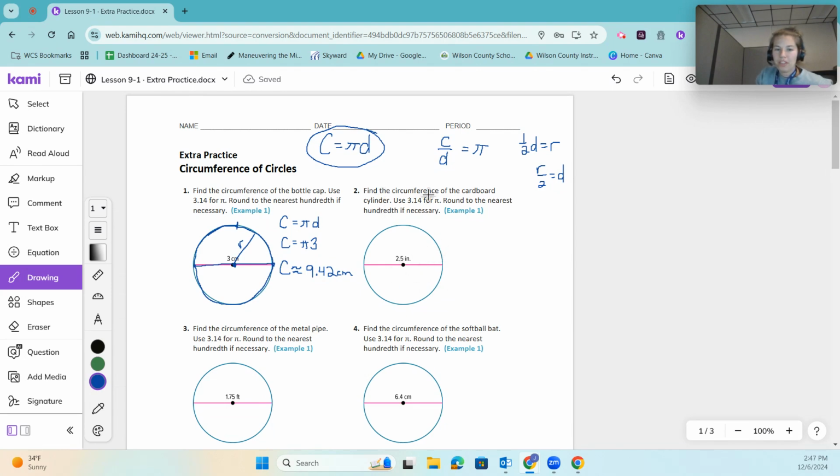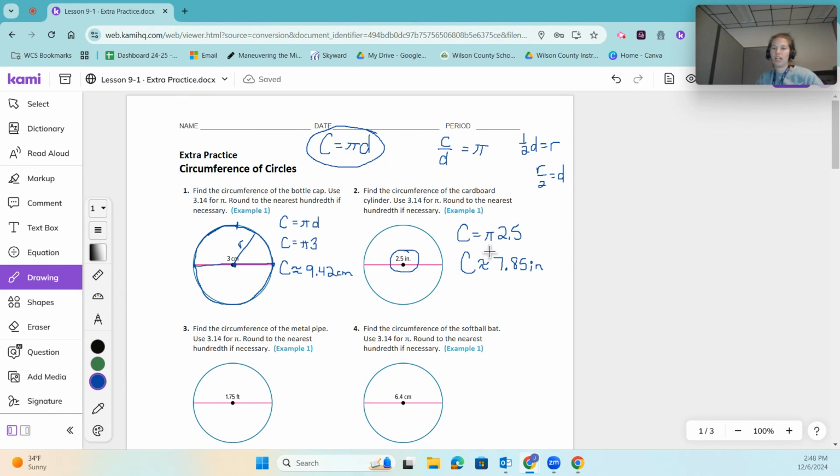Let's try another one. Find the circumference of the cardboard cylinder. Use 3.14 for pi, round to the nearest hundredth. Okay, so they give me 2.5 as my diameter because that pink line again goes all the way across. So circumference equals pi times 2.5 or 2.5 pi. So I'm taking 2.5 times 3.14 equals 7 and 85 hundredths. So my circumference is approximately equal to 7 and 85 hundredths inches.